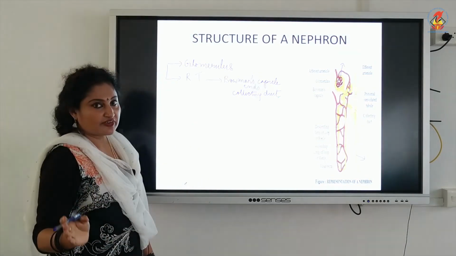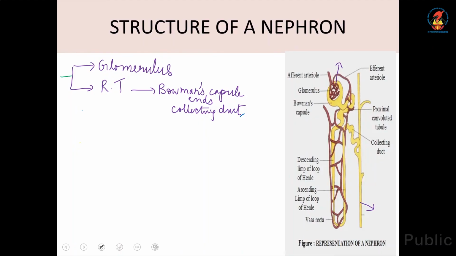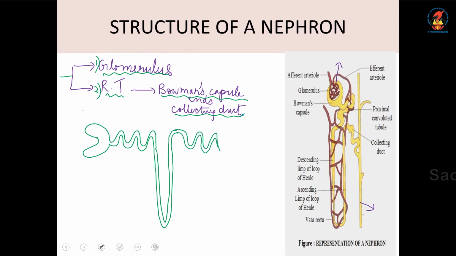Once again, reiterating the structure of the nephron: there are millions of nephrons in each kidney, and the structure is basically divided into two parts, one the glomerulus and two the renal tubule. As I told you, the renal tubule starts with the Bowman's capsule and ends at the collecting duct. So I am going to draw only the renal tubule. It has a double wall cup called the Bowman's capsule, which goes to a highly convoluted structure called the PCT, which leads into a hairpin loop called Henle's loop, having the descending limb and the ascending limb, and then another convoluted tubule called the DCT, which opens into a collecting duct. This collecting duct receives many such nephrons.